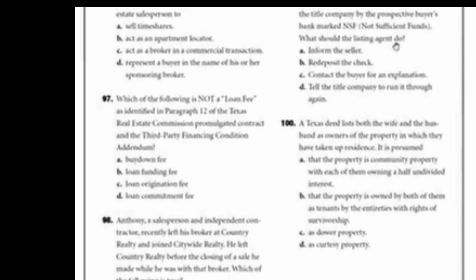What should the listing agent do? We can't redeposit the check because we don't have it. Contact the buyer for an explanation. Who do we represent? The seller. We don't contact the buyer unless we wrote the contract for the buyer, because they are not our client. So A, inform the seller.